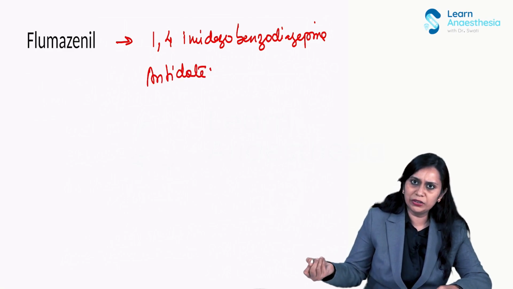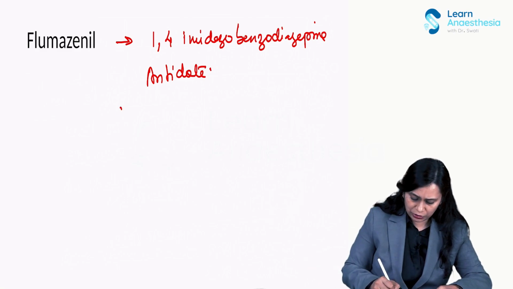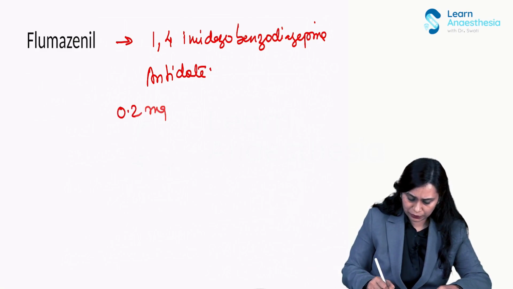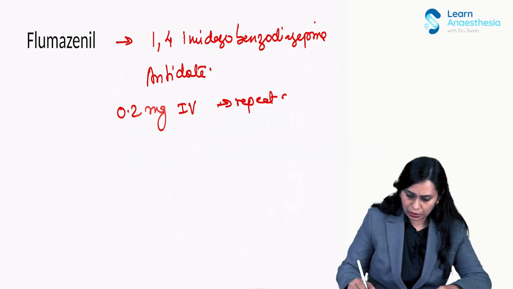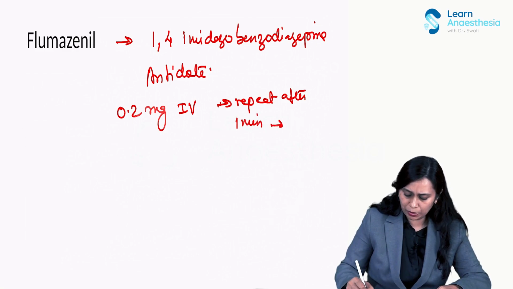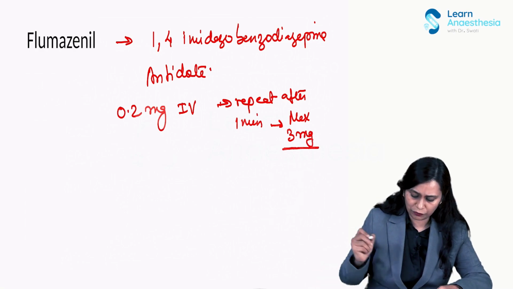What is the dose in which we give this antidote? 0.2 milligram IV. We can repeat after 1 minute to a maximum of 3 milligram. This is the dose of flumazenil.